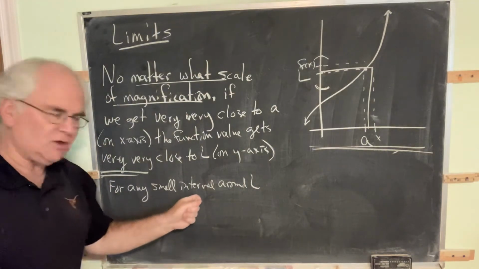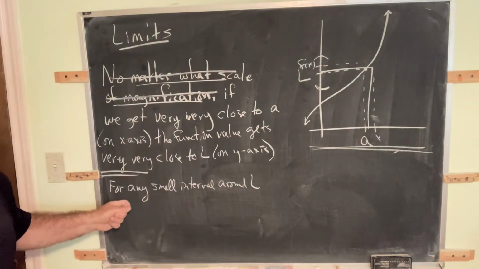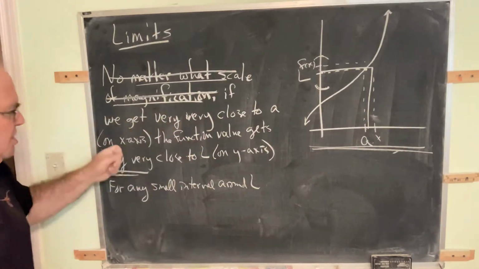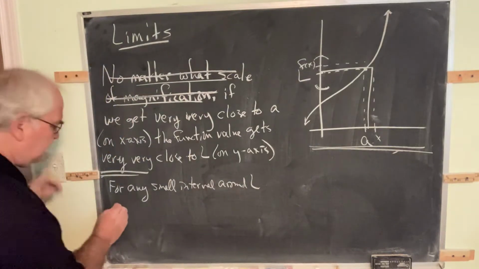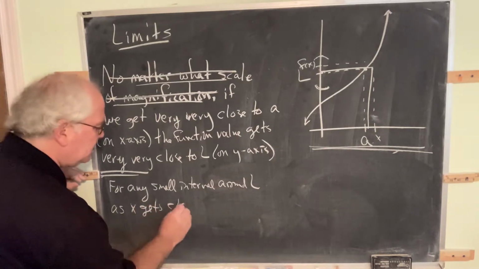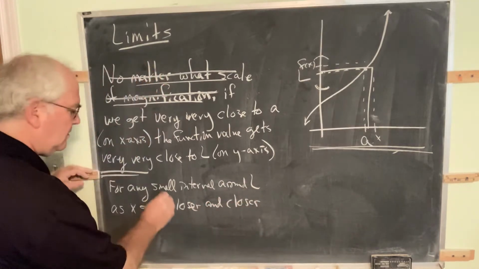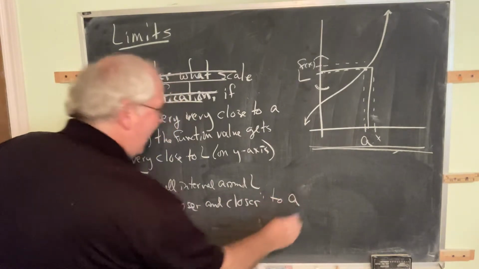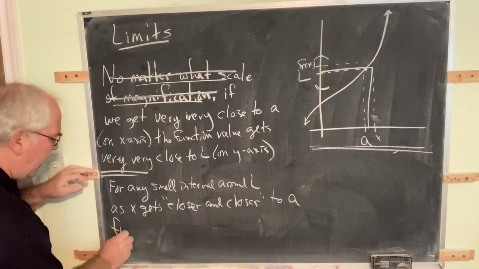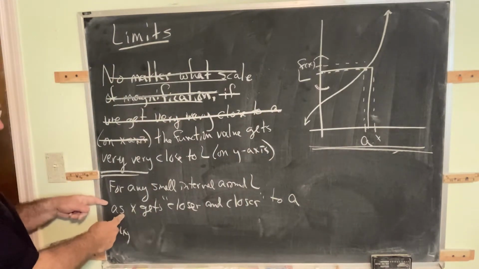This is a little more mathematical because we talk about an interval now. So this is translating this part to make it a little bit more official. So what happens for any small interval around L? If we get very, very close to A, what the heck does very, very close mean? What we say is this: as X gets closer and closer to A on the X-axis, f of X, so I've just translated if we get very close to A on the X-axis, that's this next line. What has to happen?